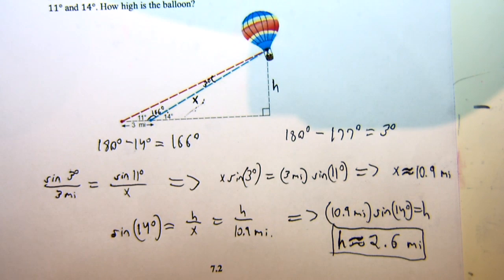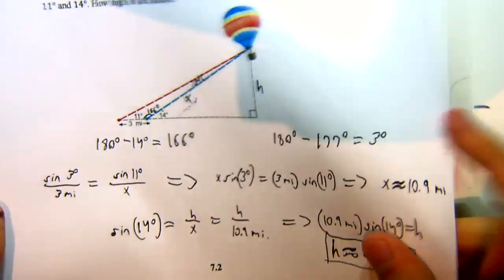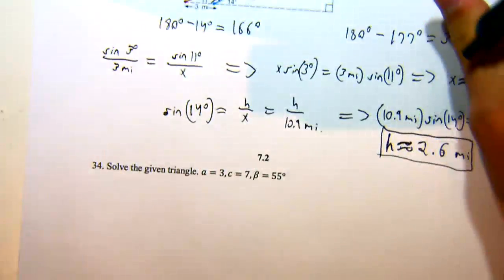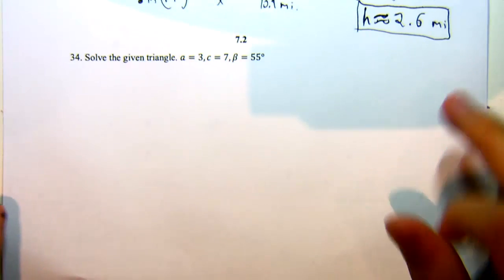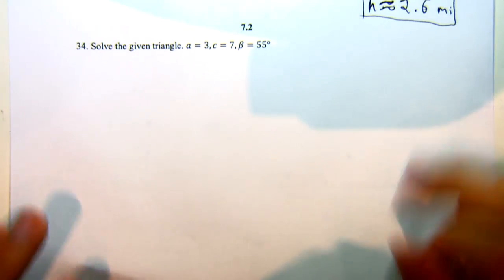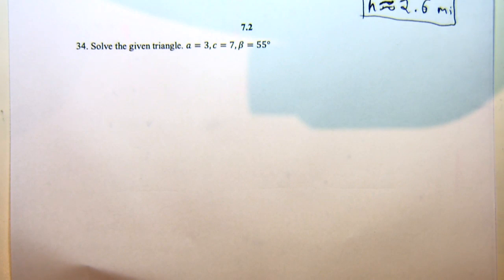Okay. Any questions on that problem? All right, awesome. So here we go, guys. This is the last problem. All right, so solve the given triangle. a equals 3, c equals 7, and beta equals 55 degrees.